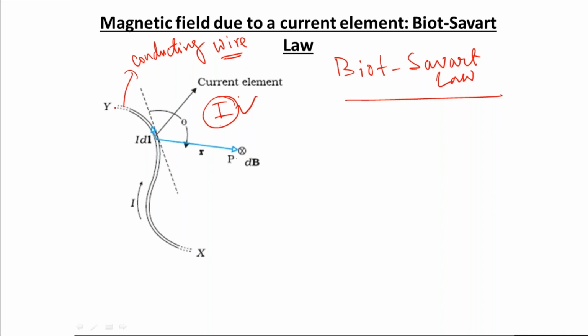Let me tell you first about this figure itself. Steady current is flowing. This is XY. See, dotted lines are there at the ends of XY. That means this current carrying wire can be of infinite length, or it can even be of finite length.